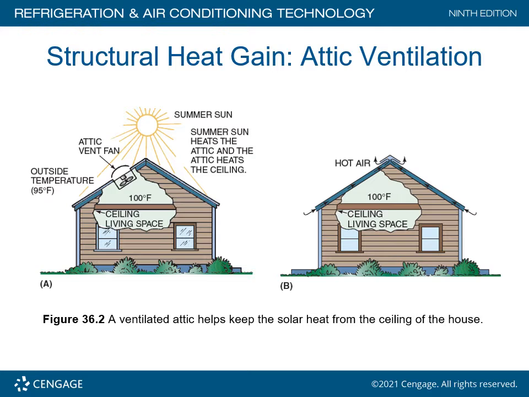Here we have a structure. This is a house here. Notice that the outside temperature is 95, probably like today. Here we have a powered attic vent fan. It's 100 degrees Fahrenheit. The summer sun heats the attic, and the attic heats the ceiling. Now, the idea behind the attic fan, of course, is to pull some of this hot air out. There is another way to do it. They use what they call a whole house attic fan, basically where it's in the hallway. You turn this thing on in the morning and you force all the hot air out of the structure through the attic and out through the louvers in the side of the building.